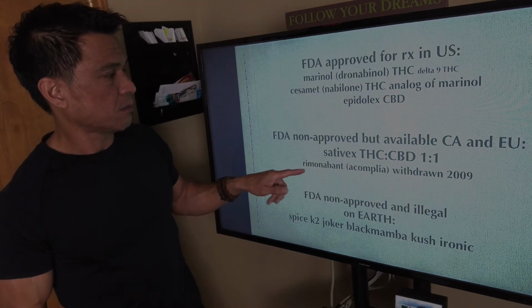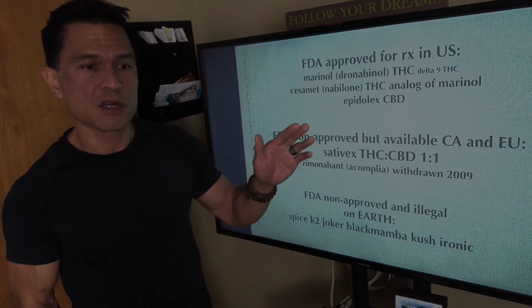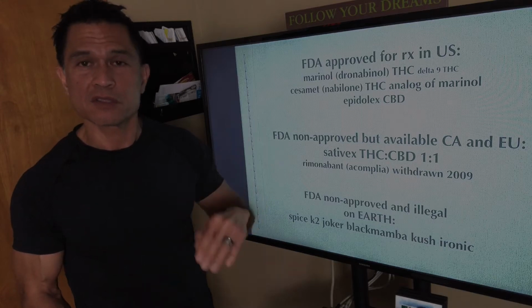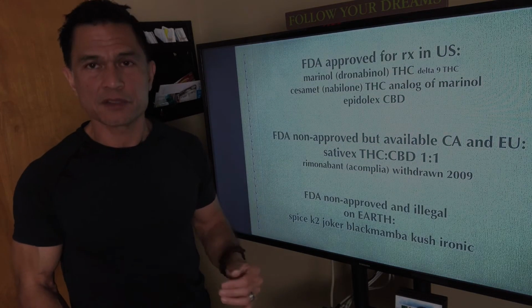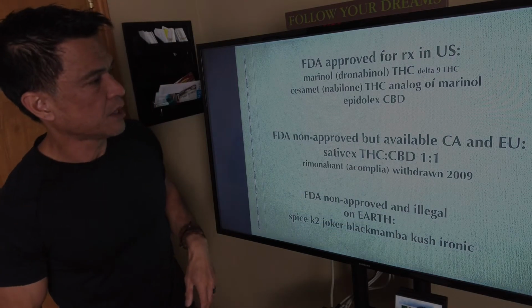There was one called rimonabant that was released in Europe, trying to touch on the receptor for appetite suppression, and it did work. People lost appetite, they lost weight, but they also committed suicide. There was a high rate of suicide, so it was withdrawn in 2009.